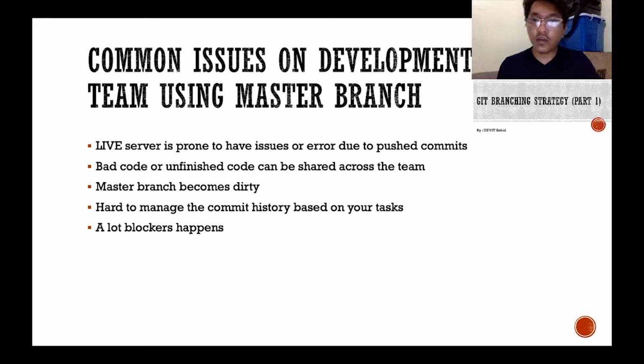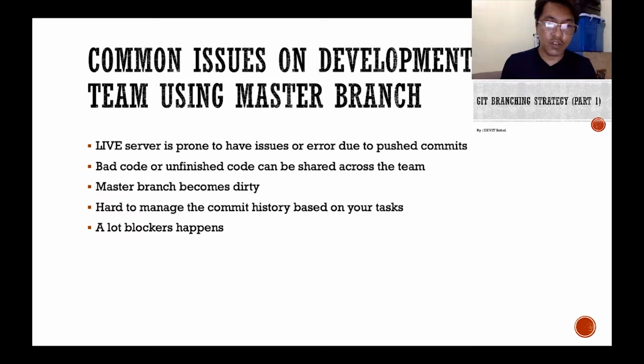Then next is the master branch becomes dirty. All of the teams, let's say 5 developers using the same master branch, push all their code there. We don't know yet if they're testing or if that is the final code. So a lot of push commits are happening there, and the master branch becomes dirty.